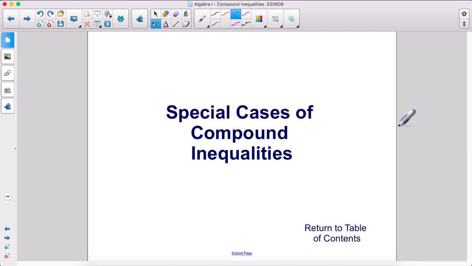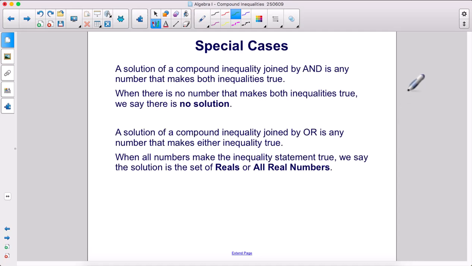Special cases of compound inequalities. A solution of a compound inequality joined by and is any number that makes both inequalities true. When there's no number that makes both inequalities true, we say there's no solution.